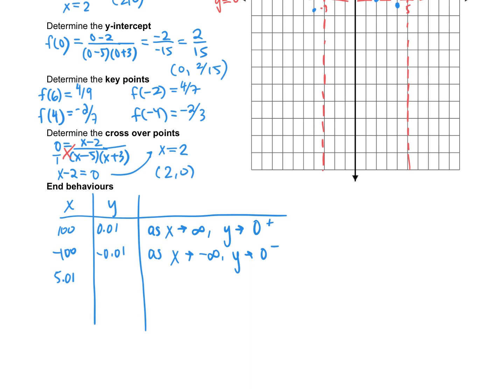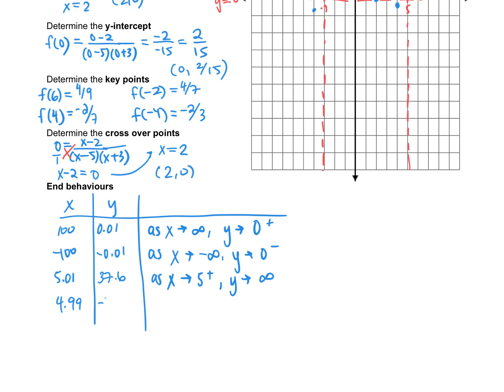And now I'm going to take this 5.01, punch it into my calculator, into my equation, and when I do, I get 37.6. So I am getting more positive. If I did 5.001, so even closer to 5, I'd have an even larger number. But this is telling me as x approaches 5 from the right side, because 5.01 is to the right, y is approaching positive infinity.